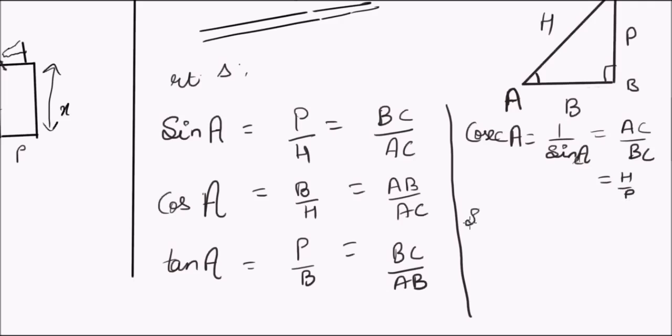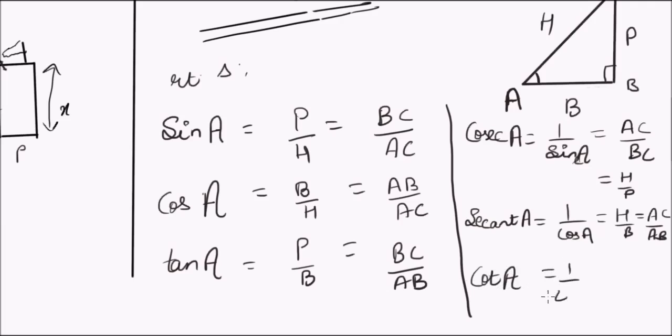Similarly, we have secant or sec of A, which is the reciprocal of cos A, that is H over B or AC over AB. We have the last trigonometric ratio as cotangent, or shortly known as cot of A, which is the reciprocal of tangent A, that is B over P or AB over BC.